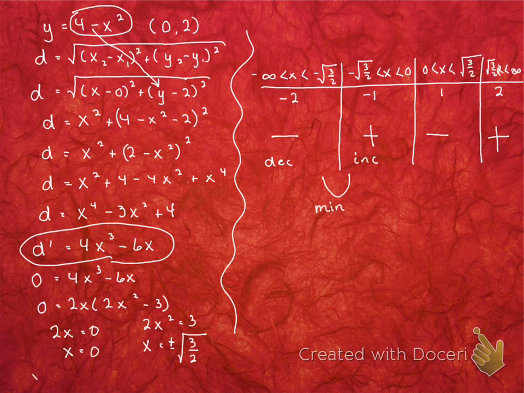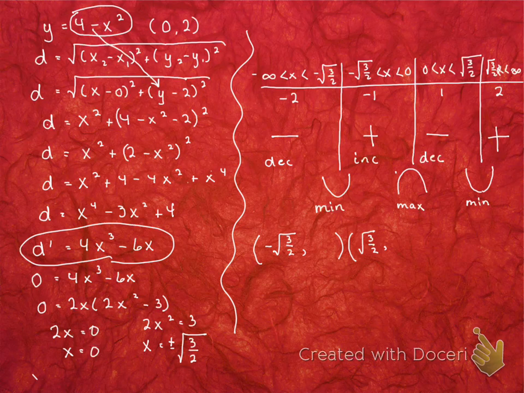If we're going from increasing to decreasing, that's where we'll have a max. Well, we're not looking for a max. And then from the next region to the last region, we are decreasing to increasing, and there we have another min. So those two x values will give us the y values that represent the min, or the minimum distance.